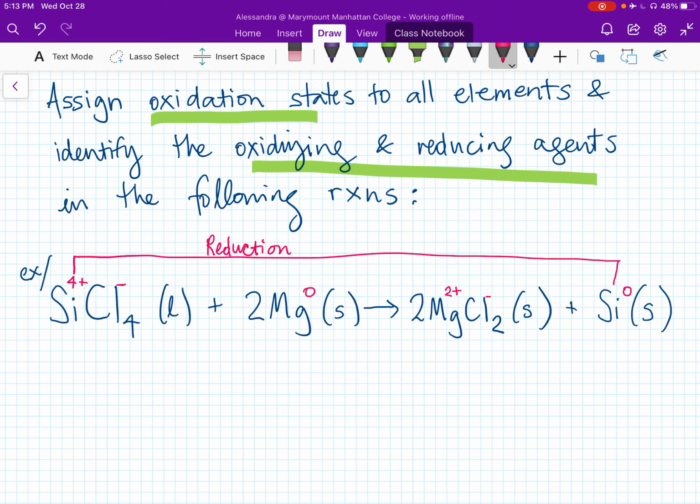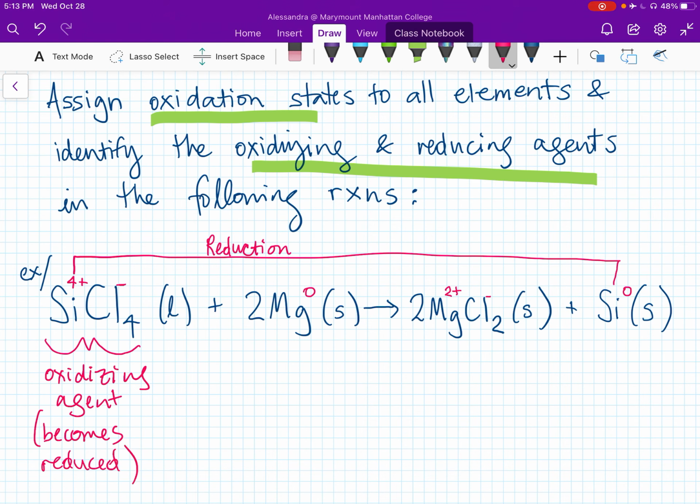And since that element is being reduced, then this reactant would be called the oxidizing agent. Now remember, the oxidizing agent is the species that becomes reduced. This is confusing, so that's why I want to go over it several times.